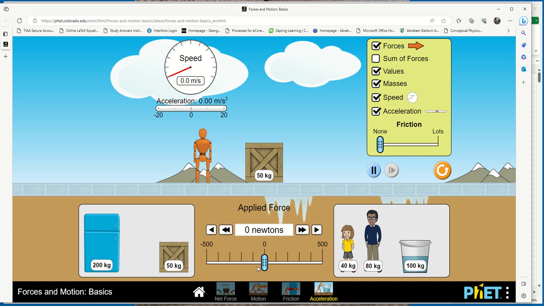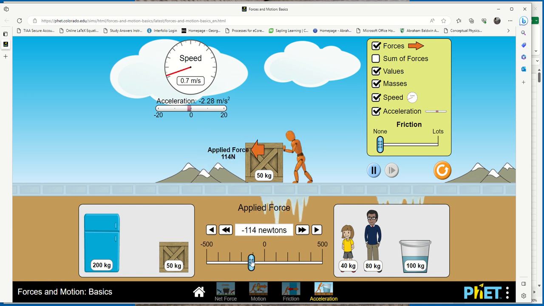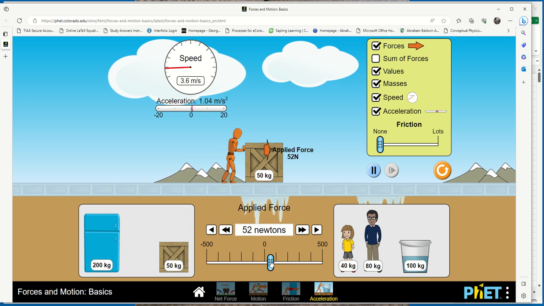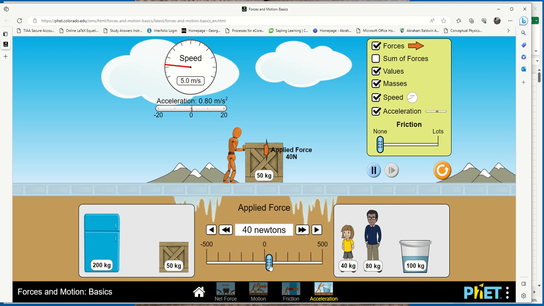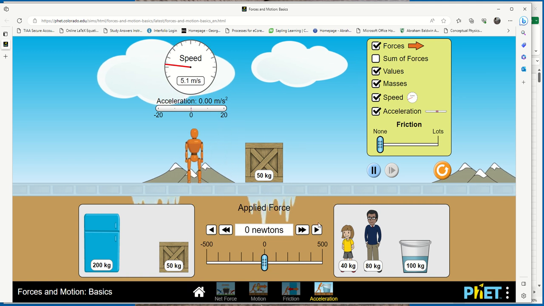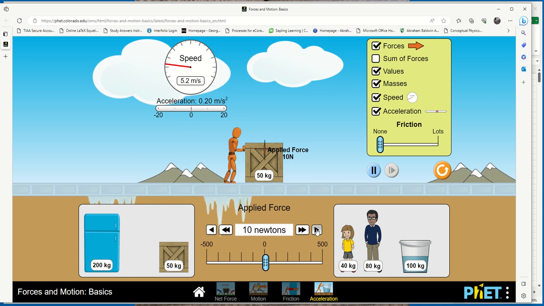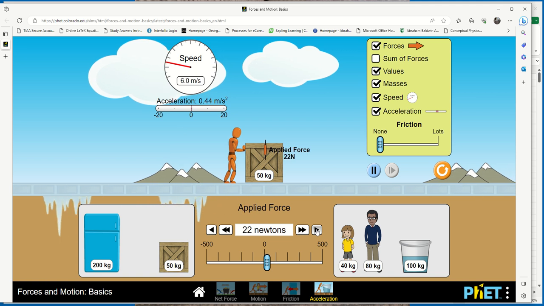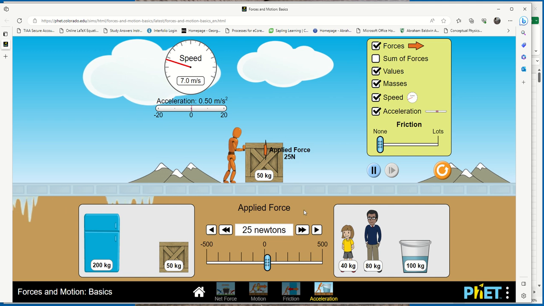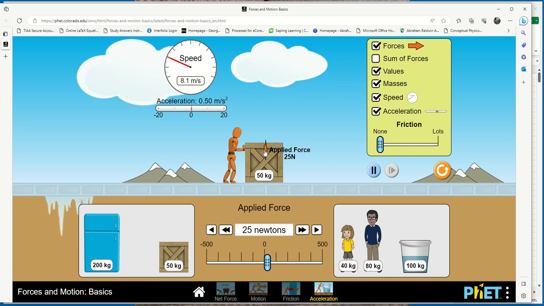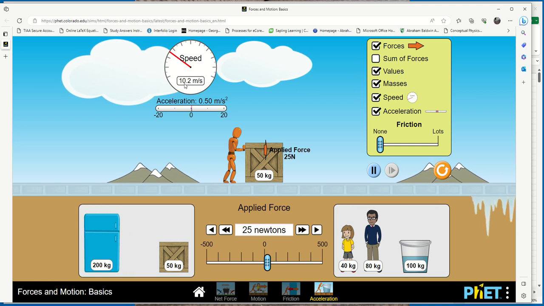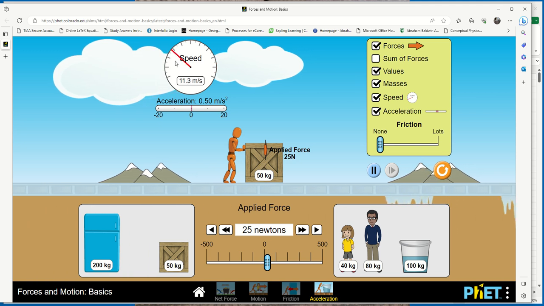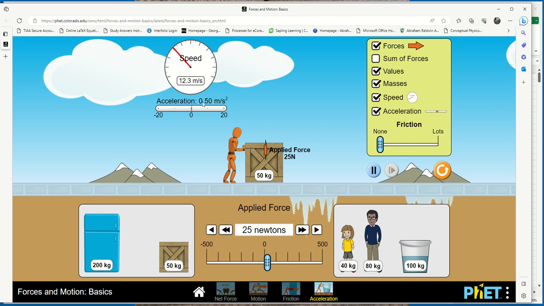Now here, this dial down here, you can vary the applied force. We want it at 25, but somehow with this little blue tablet here, when you drag it, it goes back to 0. So we have to just click here, and I want 25 newtons. Okay, now notice right now the mass is 50 kilograms, and he's pushing on the crate. See, the speed of the crate is increasing, but its acceleration is constant.